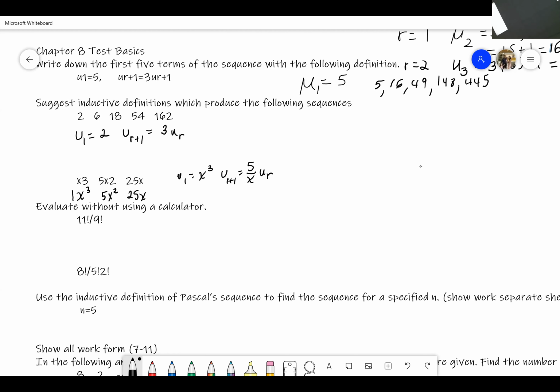So it looks like I'm doing two things. I'm multiplying by 5 and dividing by x. So 5 divided by x times will take care of that. Because if you take x to the third and multiply it times 5 divided by x, you get 5x squared. If you take 5x squared and multiply by 5 divided by x, you get 25x. That's all. You're trying to recognize a pattern, trying to figure out how that happened. Yes, be careful.